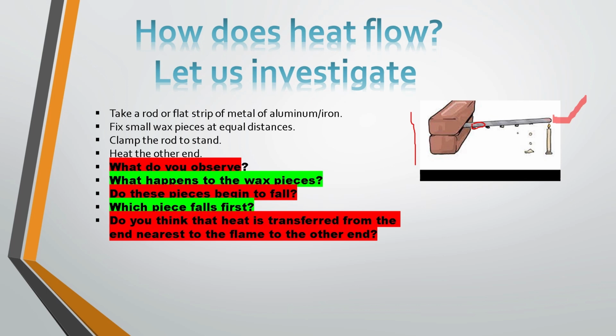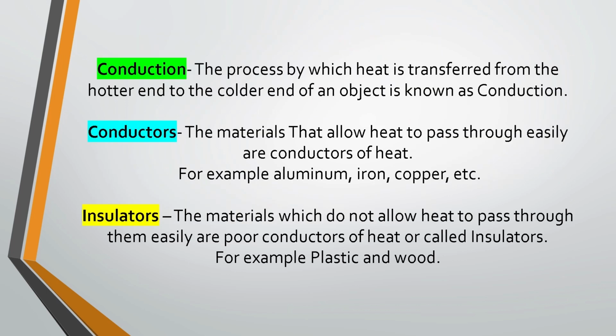So this is a process, and what is this process called? That process is called conduction. Conduction means the process by which heat is transferred from a hotter end to a colder end. And the materials which allow heat to pass through easily, what do we call them? Conductors of heat. For example, aluminium, iron and copper.